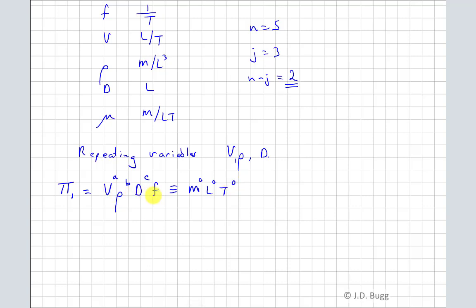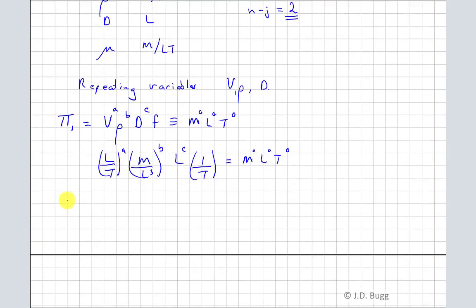So substitute in for each of these variables their respective dimensions. So v is L over t, that'll be to the a, m over L cubed to the b, just L to the c, and then frequency is 1 over time. So that has to be m to the 0, L to the 0, t to the 0. So we can form one equation with each of our three dimensions. So length, we get a minus 3b plus c has to equal 0.